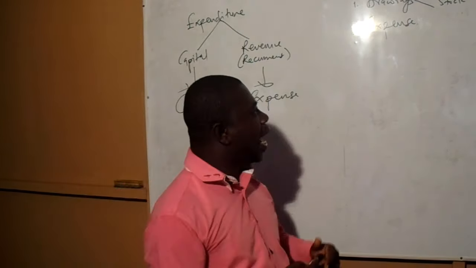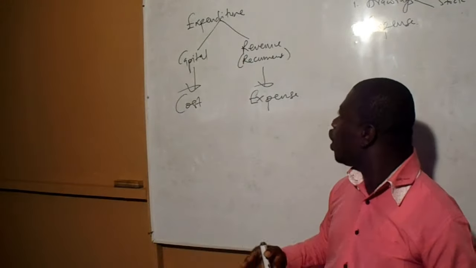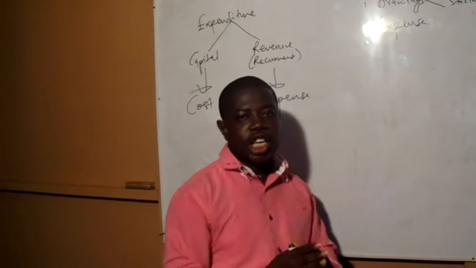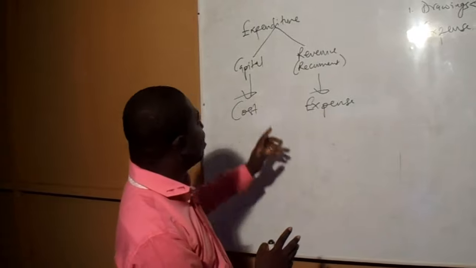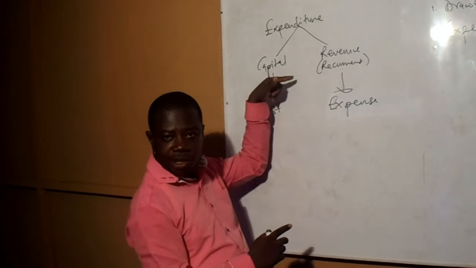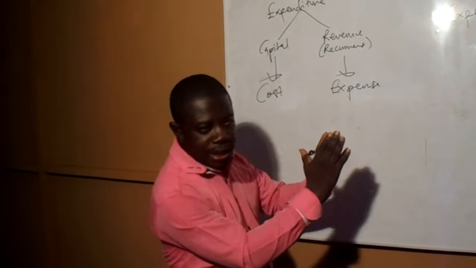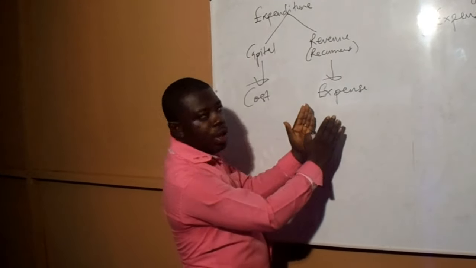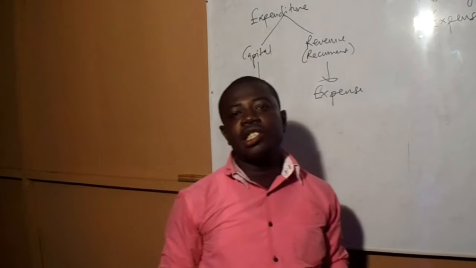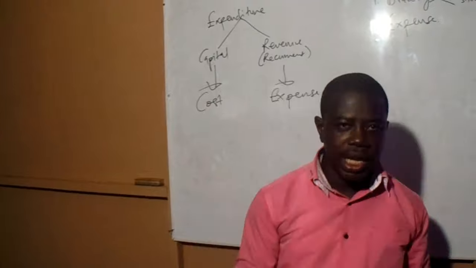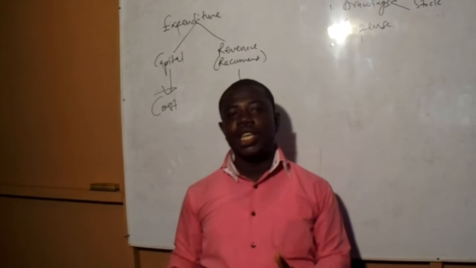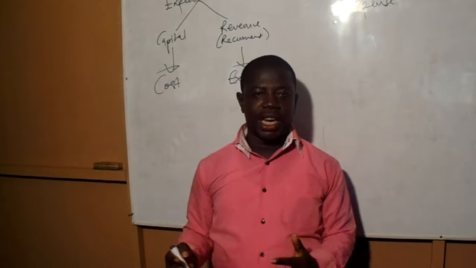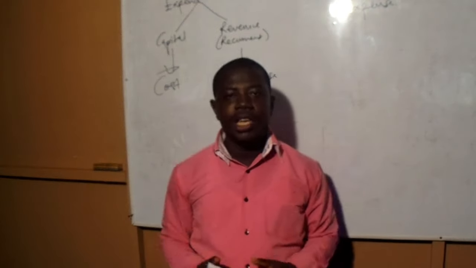It tells us that expense and expenditure are not the same. Once you say expenditure, you are referring to a broad classification of both capital and revenue expenditure. But once you say expense, you are just referring to revenue expenditure. So revenue expenditure items are period costs. They are expenditures that we consume within the period and are written off within the period.